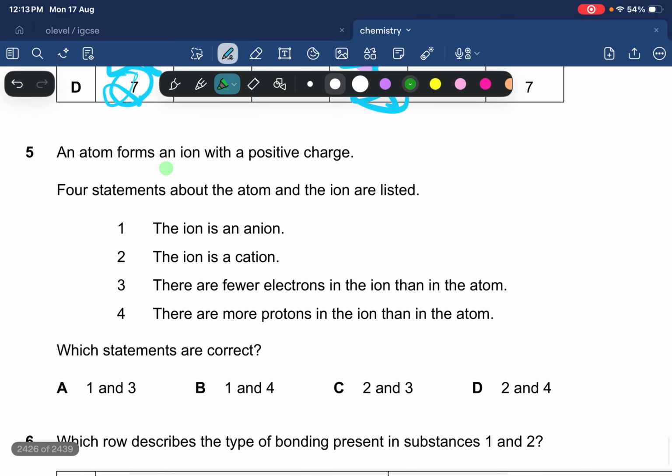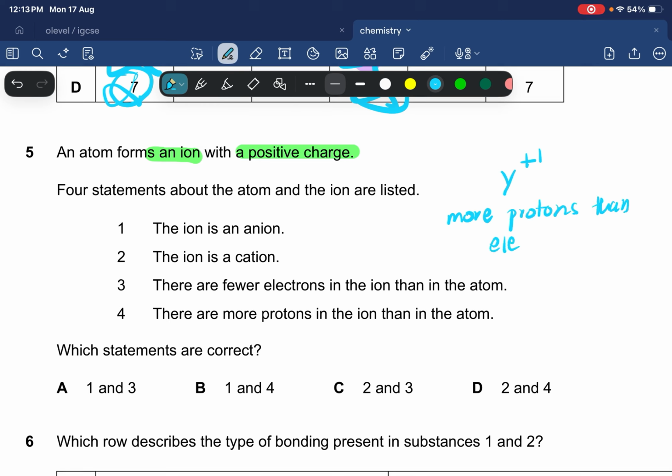An atom forms an ion with a positive charge. Positive charge means that if you have Y, it is a positive one, more protons than electrons. Positive charge means this thing. Four statements about the atom and the ion are listed. The ion is an anion. No, it's a cation. Cations are positive ions. The ion is a cation, right?